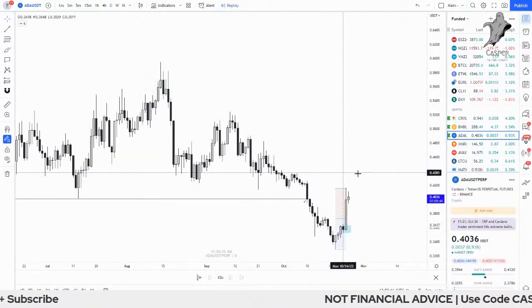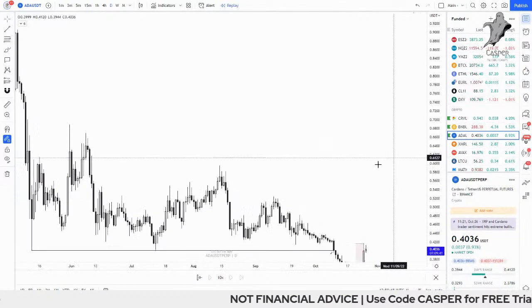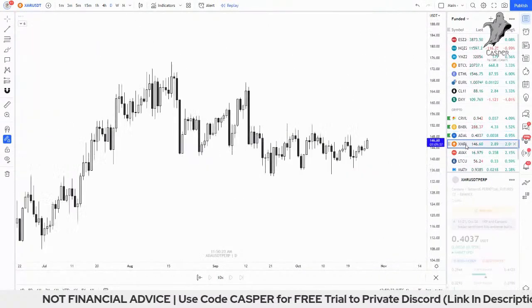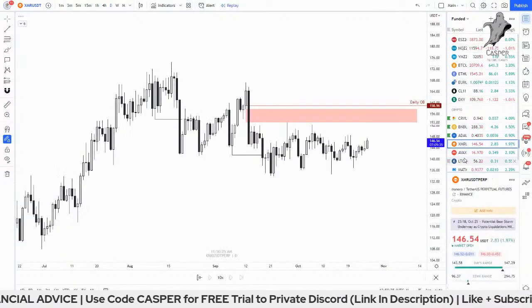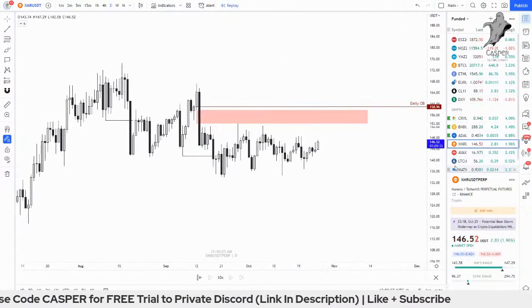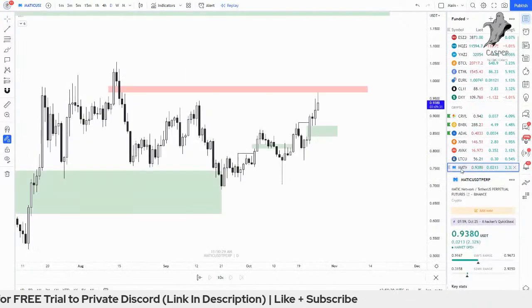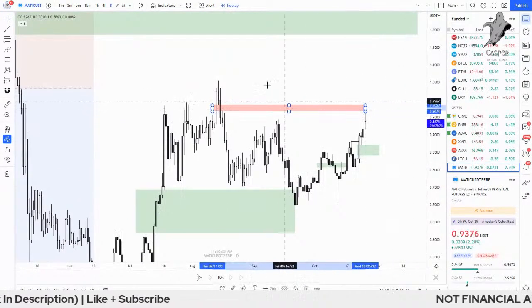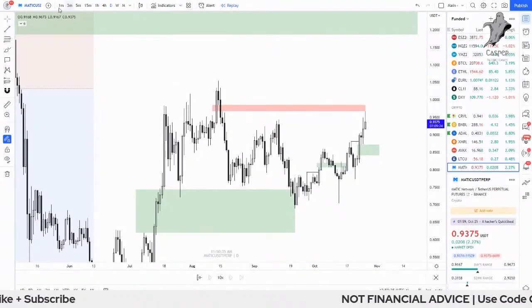It's crazy though. Some of these alts look like they want to run, but I don't know. I feel like some of them, their charts are just not, it's not gonna happen. We'll see. I like this XMR setup. Ooh, Matic. Okay, Matic.